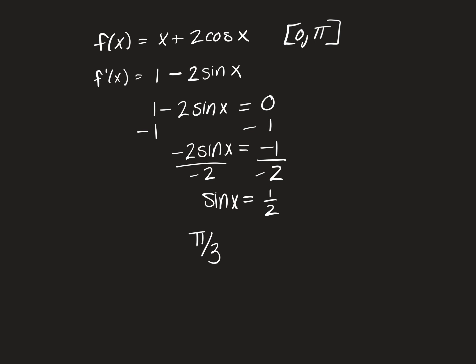Pi over 3? That's not right. No, sine is the second one, remember? Yeah. Pi over 6 and 5 pi over 6. Isaac was wrong. It's not pi over 3. It's okay. All right, remember, sine is the second number. So at pi over 6, yes, and 5 pi over 6.